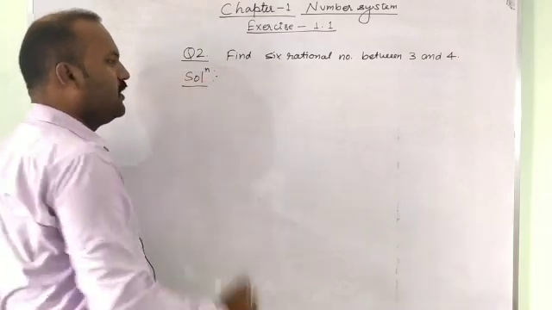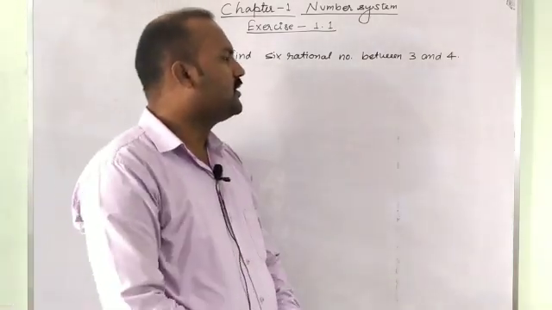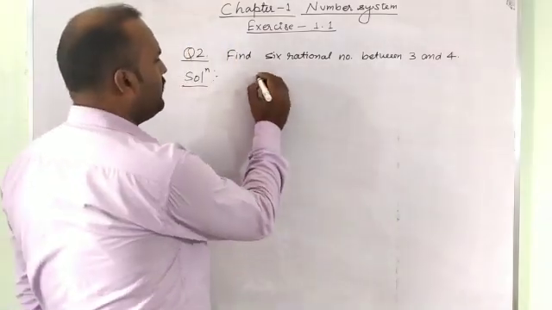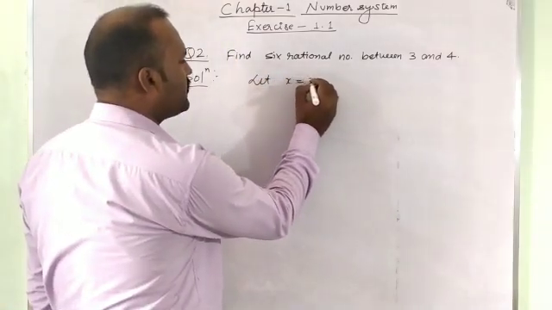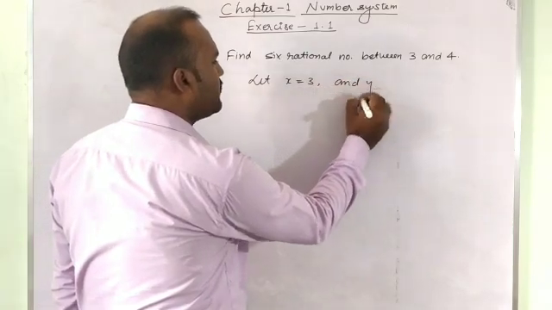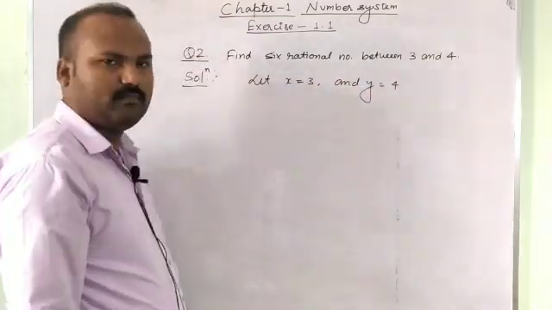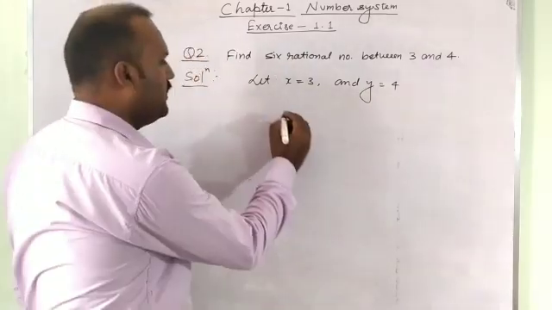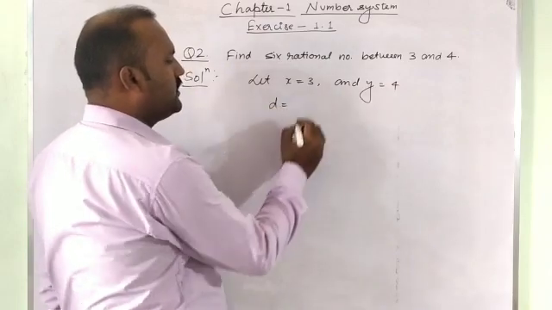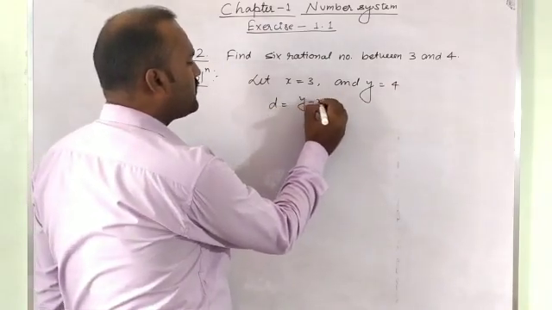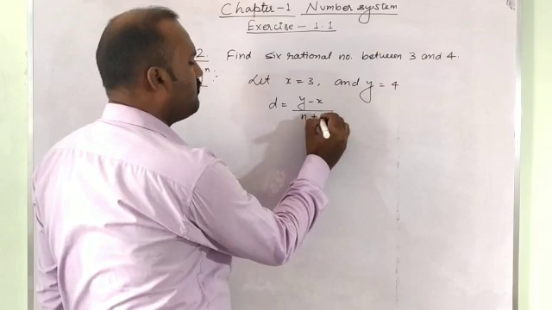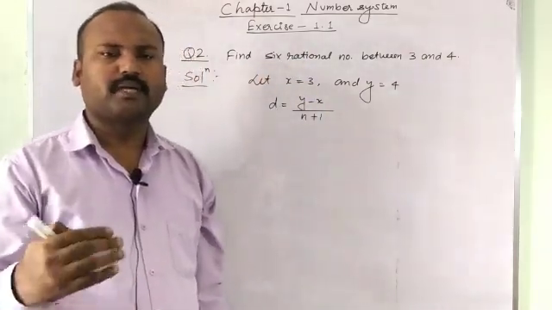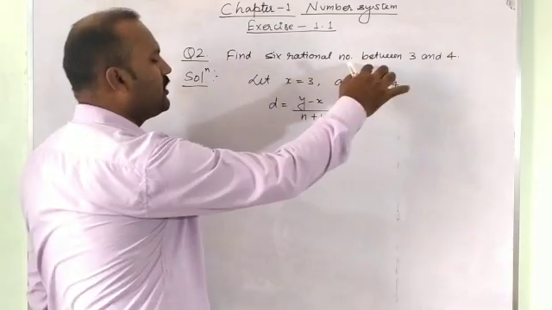The method is, first of all we have to consider this value as x and this value as y. Let x is equal to 3 and y is equal to 4. After this we have to find a value. This is called d. How will you find d? D is equal to y minus x upon n plus 1, where n represents how many numbers we have to find. We have to find 6 rational numbers.